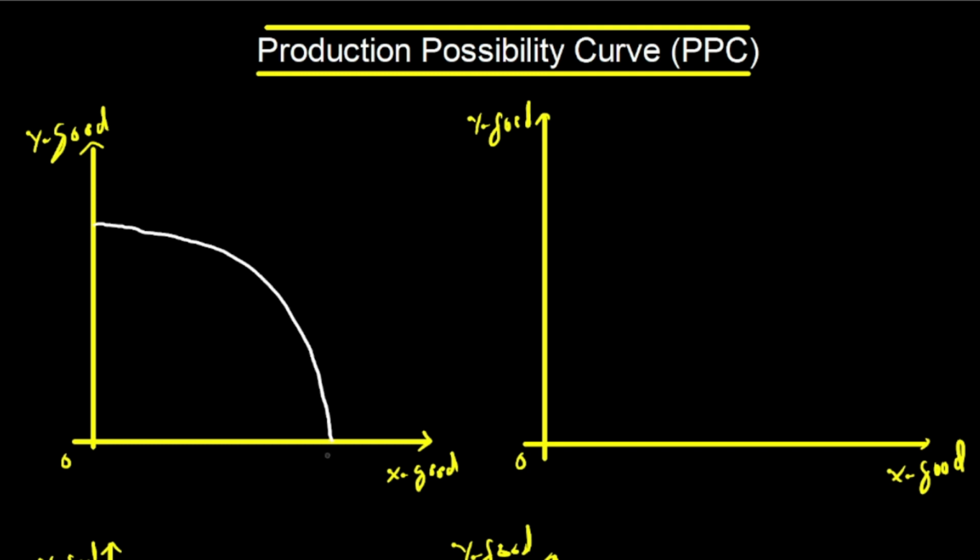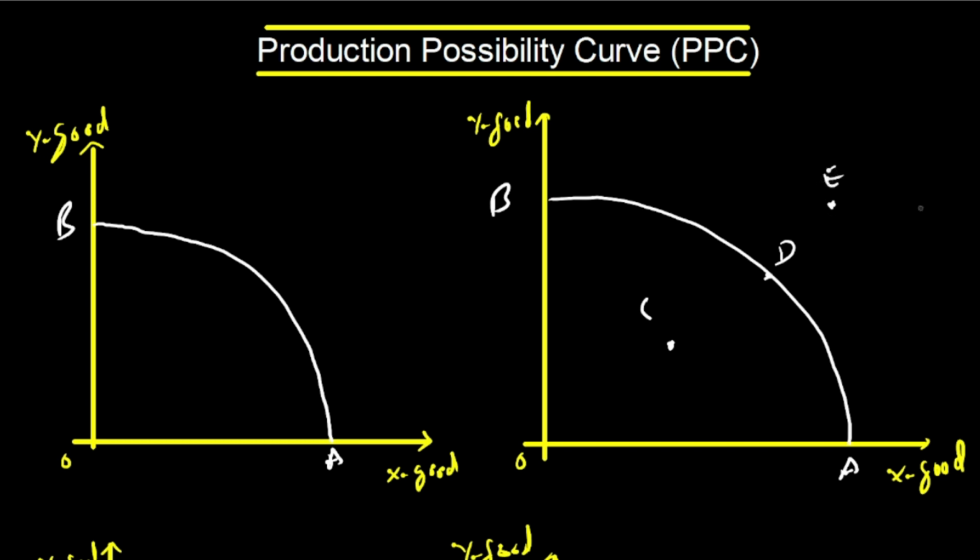So it shows that the total boundary of resources is OAB. This is the total amount of resources, OAB, and there are certain things that you must know. If there is any point inside the PPC, it shows unemployment of resources. For example, point C inside the PPC shows unemployment, and if we show a point along the PPC, it shows full employment, and point E is non-attainable, that is, beyond the boundary of resources.